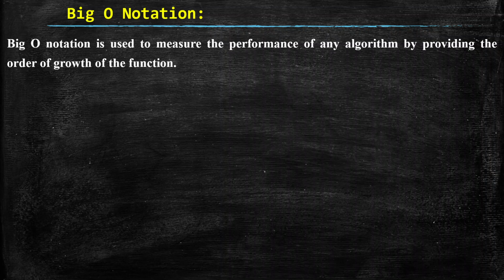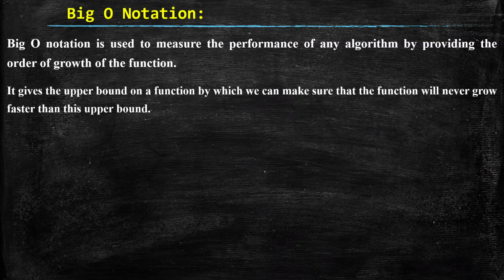Okay, so let's talk about the big O notations. When we talk about big O notation, I have already told you, it is the upper bound. It is the growth rate function that shows the highest level in the worst case. So it gives the upper bound of the function, by which we can make sure that the function will never grow faster than the upper bound.